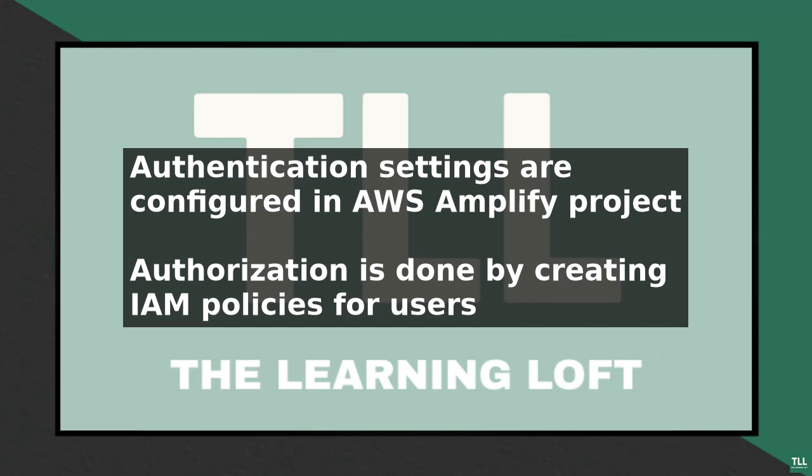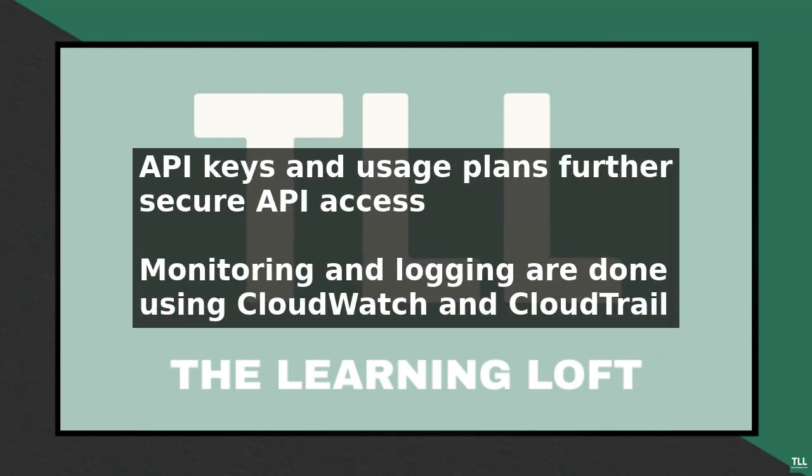AWS CLI. In addition to these security measures, you should also monitor and log access to your API. You can use AWS CloudWatch and AWS CloudTrail to monitor and log API access. CloudWatch provides metrics and logs for your API, while CloudTrail provides a record of all API calls.